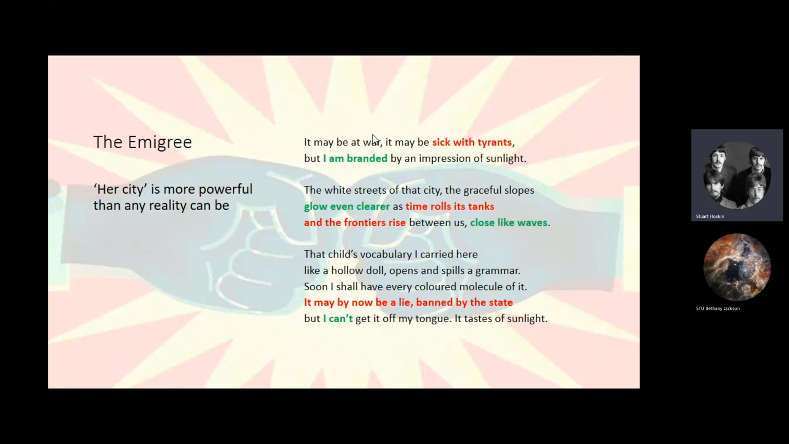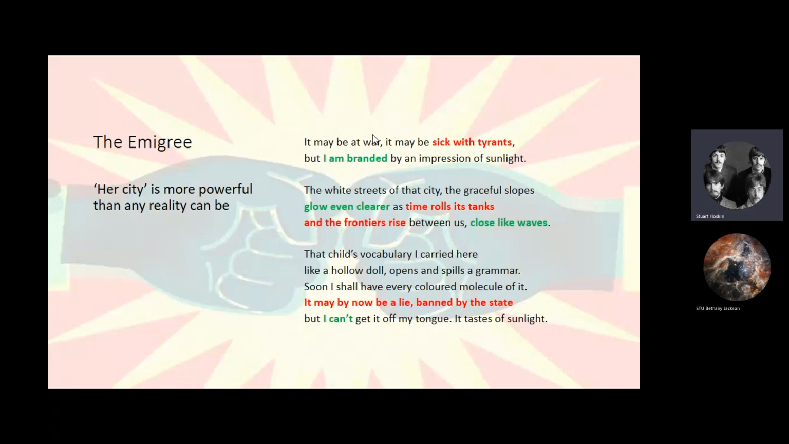Her image is branded. You know what branding is? Permanent kind of labeling of something. You can't get rid of it if you try. And it's interesting to notice that all of these positive ones about her memory aren't choices. They are things that she cannot escape from. She hasn't branded herself. She's been branded by it. By something positive, an impression of sunlight. But while the tyrants, the sickness of the country might get better, her branding, the branding of the positive, of the sunlight, will remain, whatever goes on. Her city is more powerful than the reality.